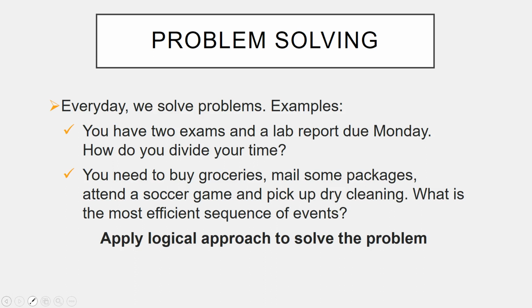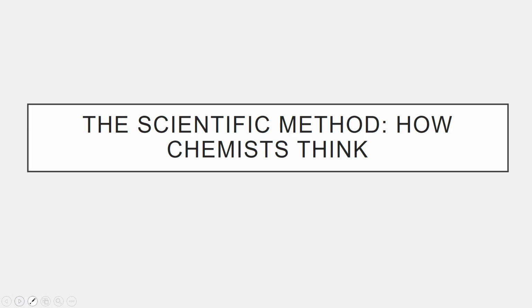So what we do is we define the problem, we propose a possible solution, then we decide which is the best way to proceed or solve that problem. And in science, it's kind of the same thing. What scientists do is they use a scientific method for solving problems. So what we're going to do next is learn the different steps of the scientific method.